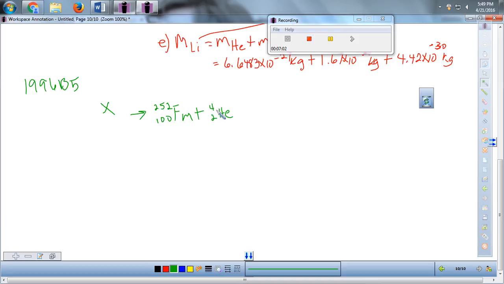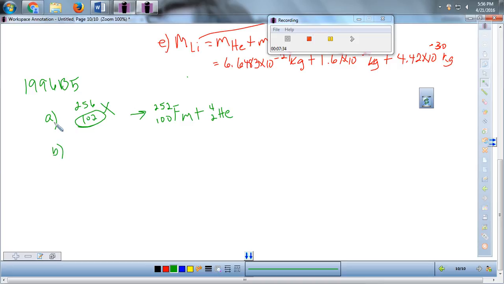Well, if that's 252 and that's 4, I'm thinking that 252, and actually, this is kind of stupid of me. I apologize. Okay, so that's going to be 256. That'll be the mass number. But this will be 102, and that's what they want, the atomic number. So the atomic number was 102. That was part A. Piece of cake.